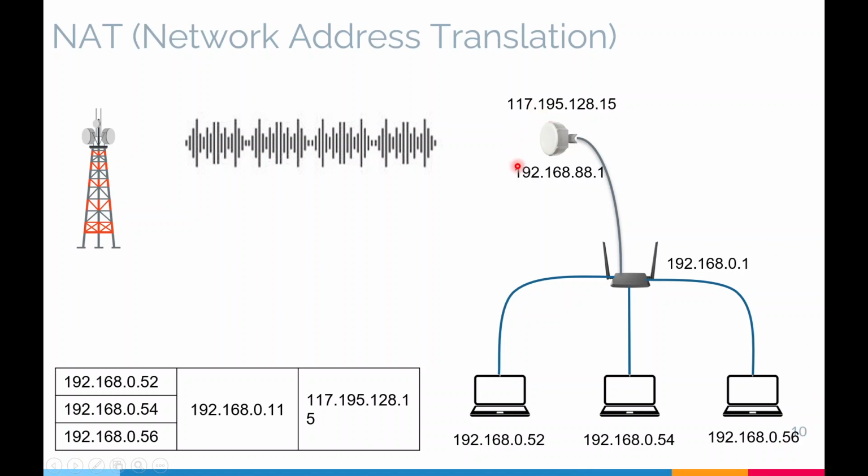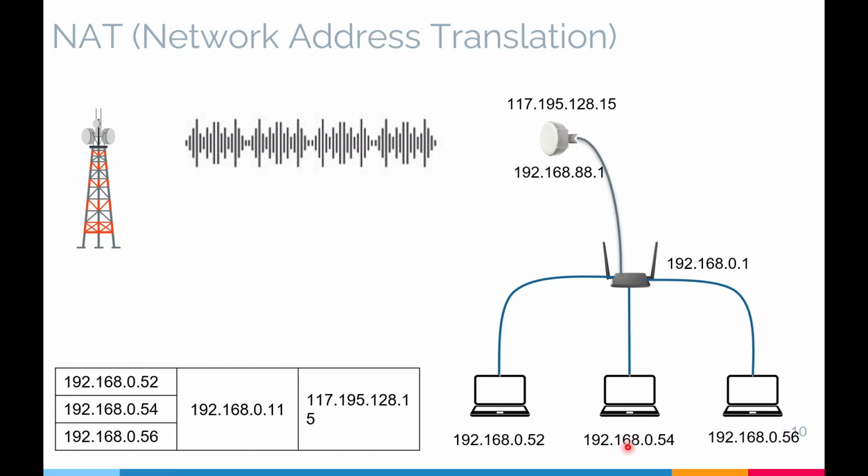The same happens for this router. This router does not realize who is requesting youtube.com, whether it's machine A, B, or C. It only knows that this router is asking for youtube.com. The only system that knows where the request is coming from is this router, because these machines are connected to this router and this router is keeping track of all the translations.